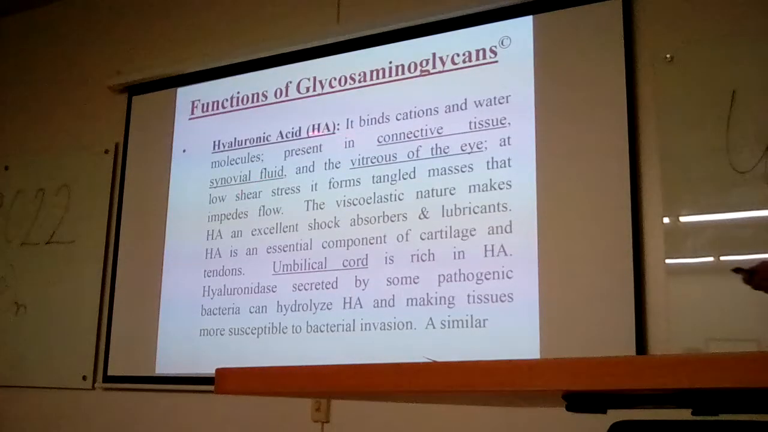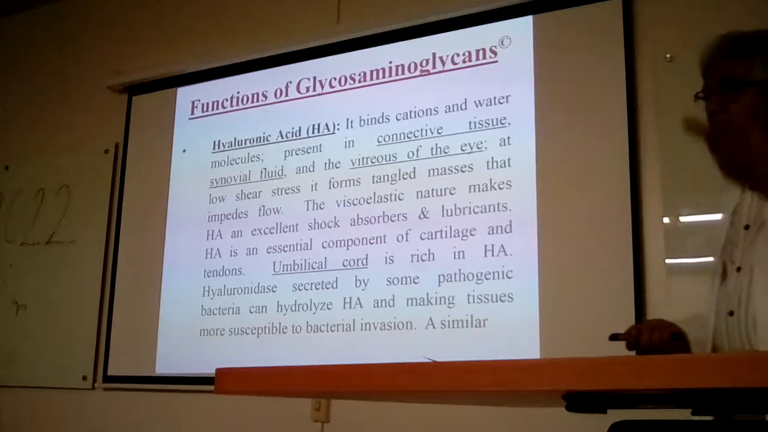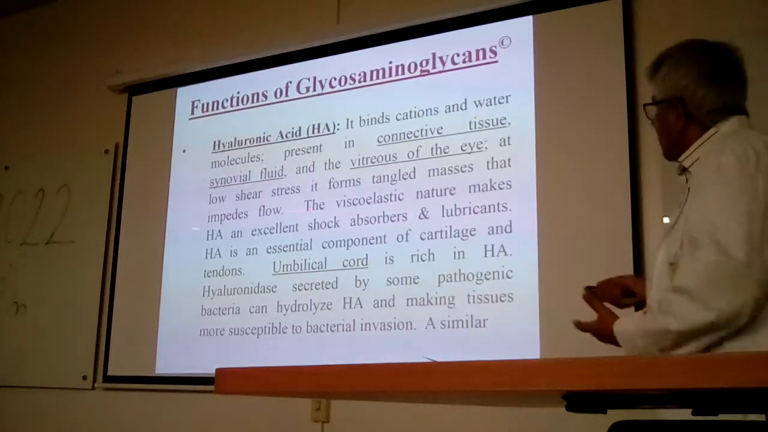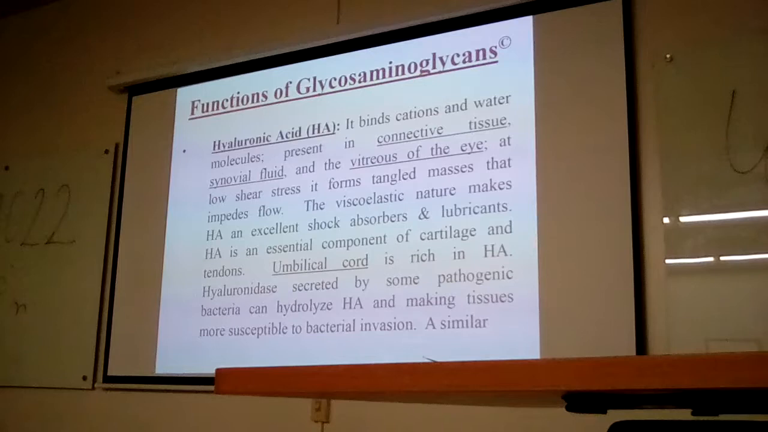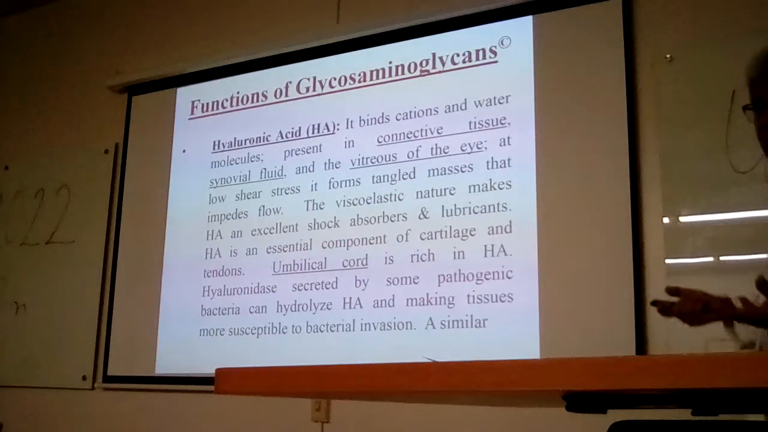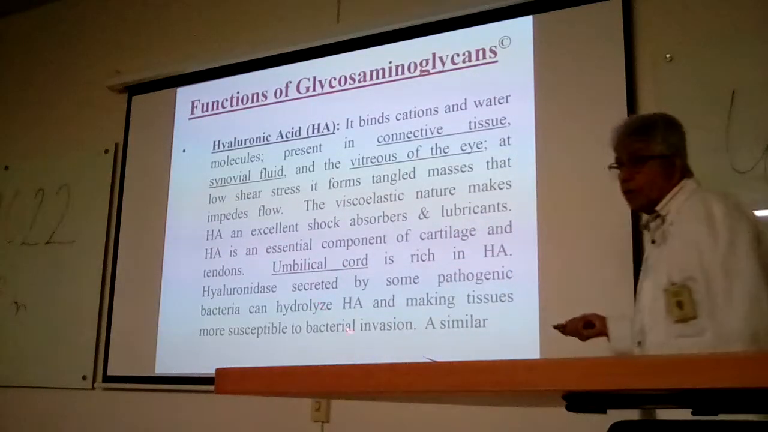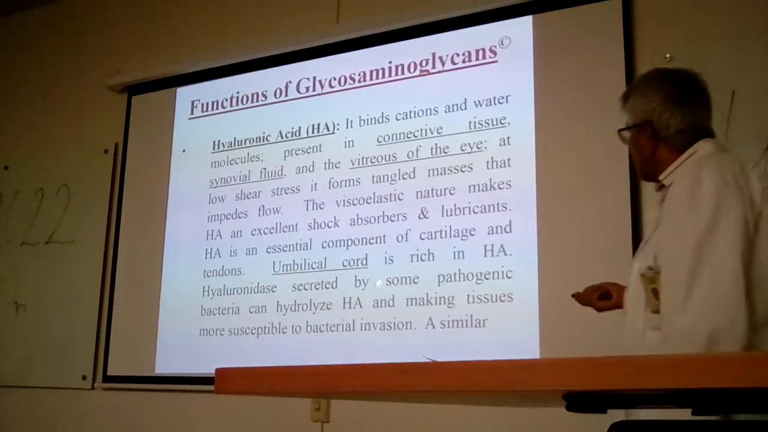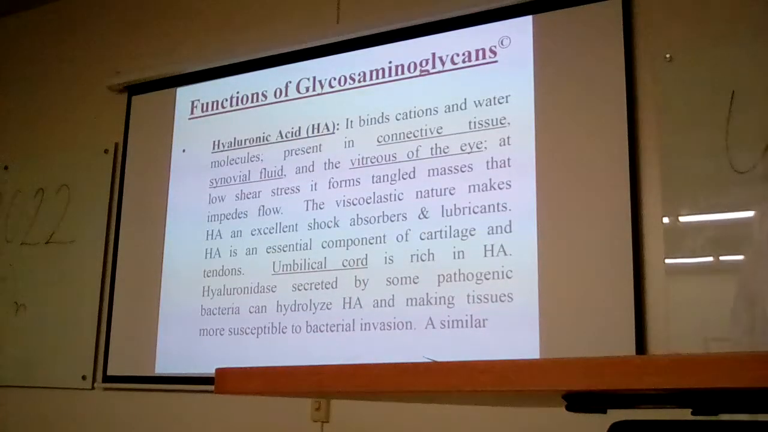Okay. Now, hyaluronic acid, as I mentioned, binds to cations and water molecules. And it's present in the connective tissues, in the synovial fluid, and the vitreous of the eyes. Because of its chemical nature, it has different biophysical properties also. At low shear stress, it forms a tangled mass and impedes the flow. So it has viscoelastic properties that let it be used as a shock absorber or as a lubricant, as I mentioned before. Where is it present? The cartilage, and the umbilical cord is very rich in hyaluronic acid, and that's what helps during childbirth. Hyaluronidase, an enzyme secreted by some pathogenic bacteria, can hydrolyze hyaluronic acid, making tissues more susceptible to bacterial infection.